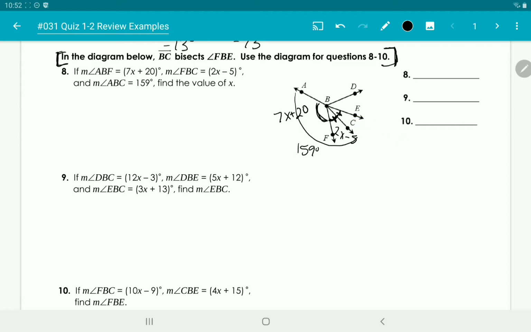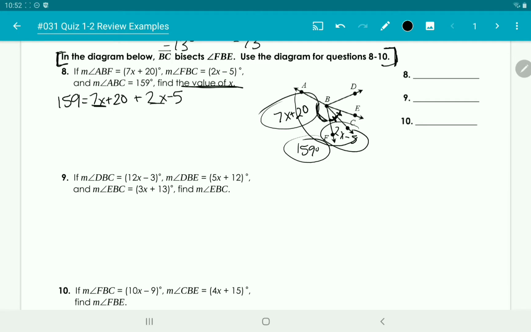But we know that since these two angles make up this angle, that large angle is going to be equal to these two added together. So we can take this 7x plus 20 and add the 2x minus 5, and that's going to give us this 159 degrees. So we have to solve for x.